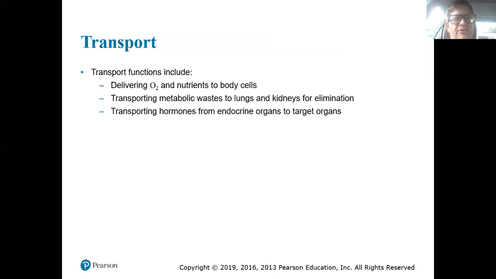All right, so transport. Like I said, O2 and nutrients are going to the body cells. Metabolic wastes that you remove are going to be taken to the lungs. We're talking about CO2 to breathe out. To the kidneys, we're talking about things like urea for you to eliminate. And it also is used for, this is something I didn't mention before, transporting hormones through the body from where they're produced to the target organ. So it's a way of sending messages and signaling throughout the body, helping to coordinate the actions of different organs throughout the body.